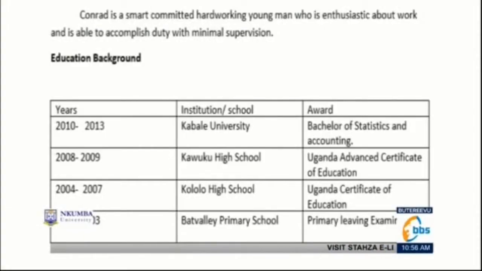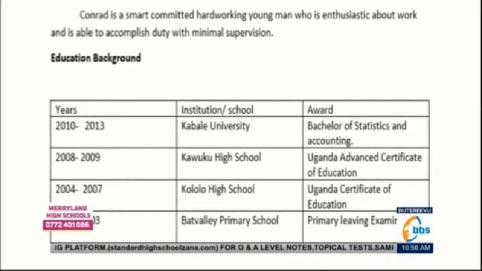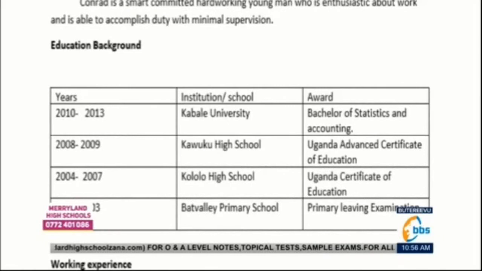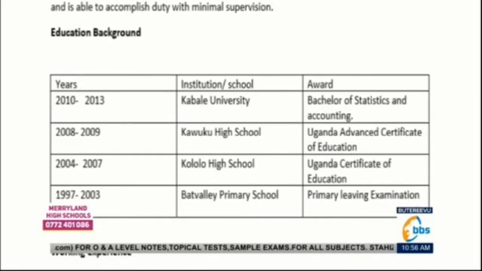So here, to make it a little bit more organized and simpler, I have drawn a simple table like this, as you could see on the screen. So you look at the education background, how it has been drawn or how it has been written. The first column we have is for years. Then we shall have the schools or institutions you've gone to. We shall have the awards that you achieved from there. Could be award or awards. So basically, that is how our table looks.